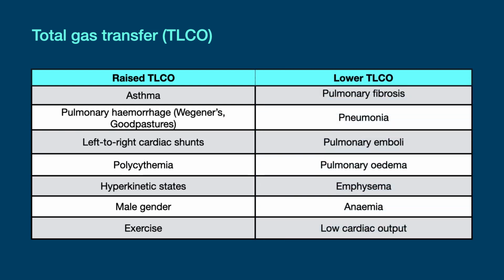Causes of raised TLCO are asthma, pulmonary hemorrhage, left to right cardiac shunts, polycythemia, hyperkinetic states, male gender, and exercise. Causes of lower TLCO are pulmonary fibrosis, pneumonia, pulmonary emboli, pulmonary edema, emphysema, anemia, and low cardiac output.